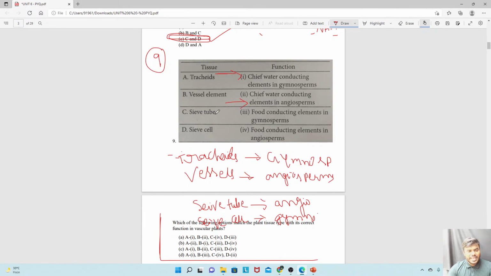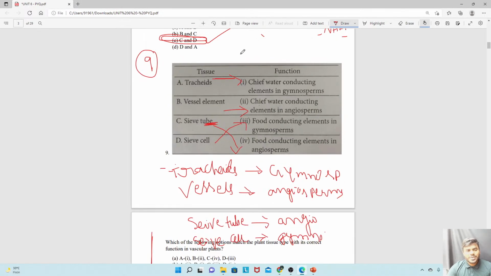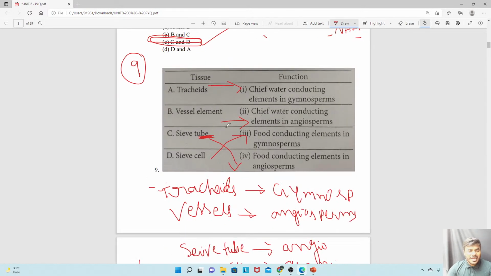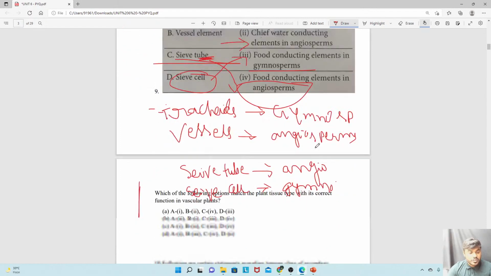Sieve tube. Every student remember, sieve tube. Tube is modified. Friends, unnecessarily because of a small thing you made a mistake. Very small it is. Sieve tube is modified, so highly modified, always present in the angiosperm. Sieve cells, they are modified, but when compared to the tube they are little modified. So that's why they are present in the gymnosperm. Friends, please kindly don't confuse. Don't confuse unnecessarily. Tube is highly modified, angiosperm. Cell is little modified, gymnosperm. Don't confuse, please.